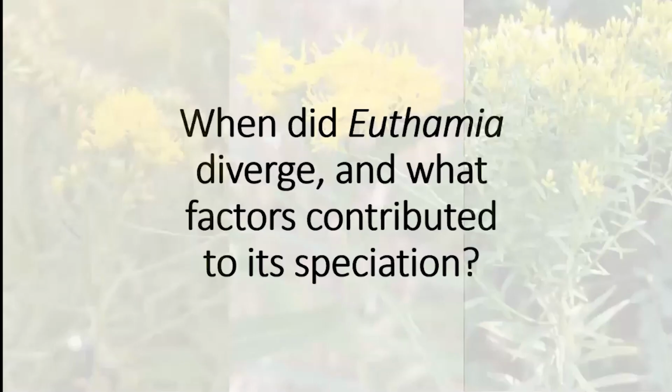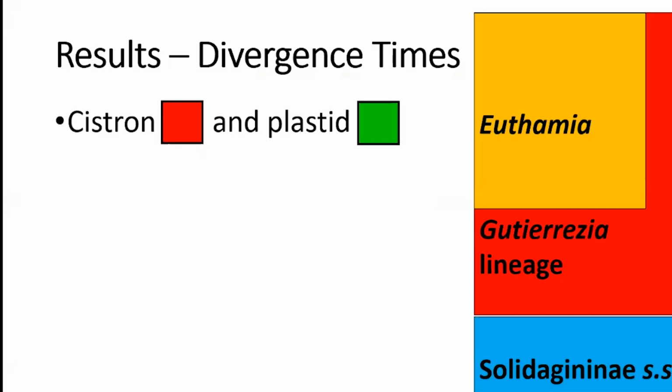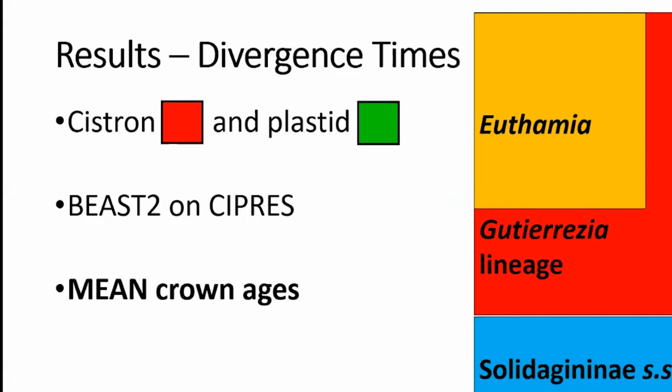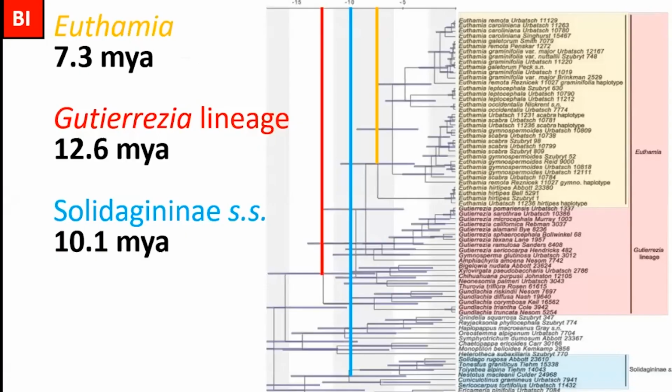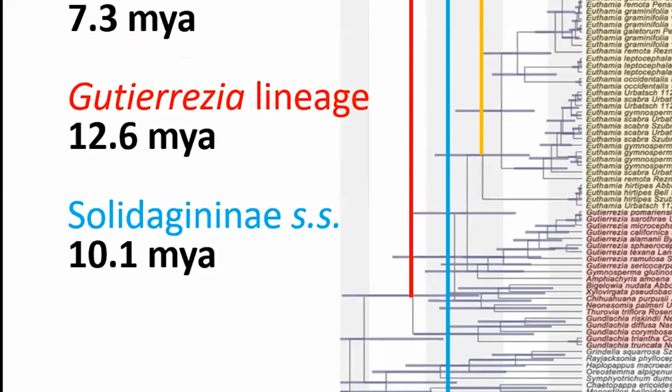So I want to add a little bit of context to this. I mentioned time calibrations at the very start, and I want to provide a little bit of explanation of how Euthamia probably came to be and why there are more than just 1 or 2 species. So we're going to go back to having the cistron and the plastid data, and I'll have these highlights here to represent Euthamia, that lineage it's a part of, and the Solidago subtribe in the strict sense. This was done on BEAST 2 through CIPRES, and I'm showing the mean crown ages, not the stems here. So cistron data says Euthamia is about 7.5 million years old, with the G lineage and the strict sense Solidago subtribe being a few million older than that.